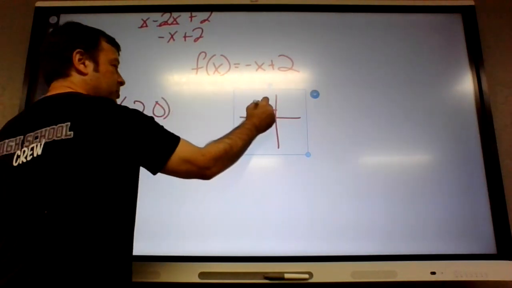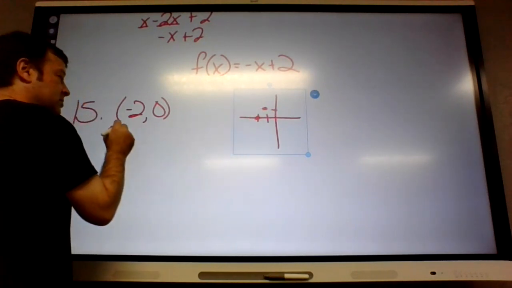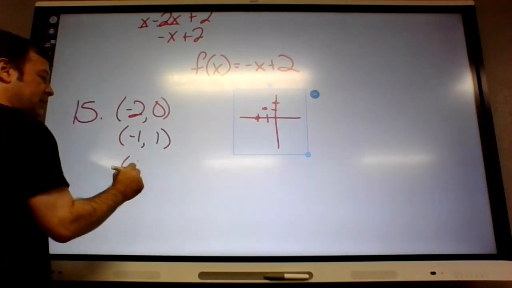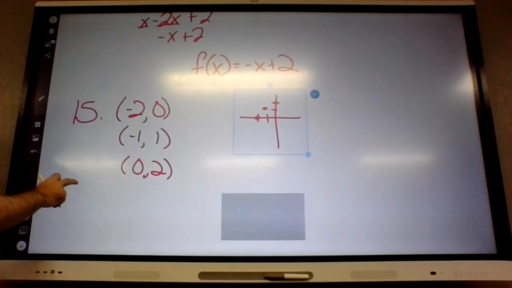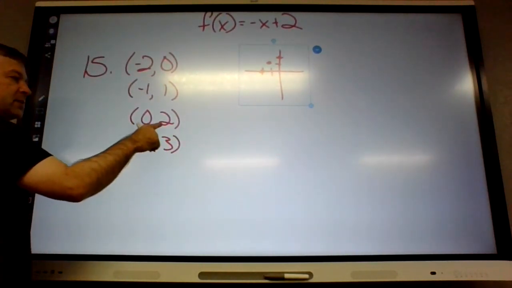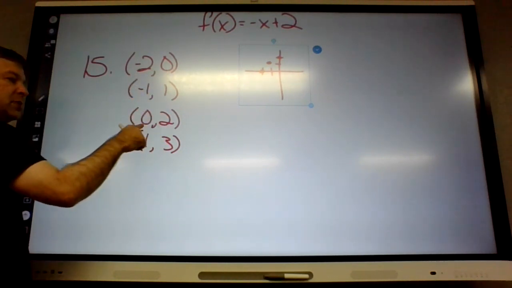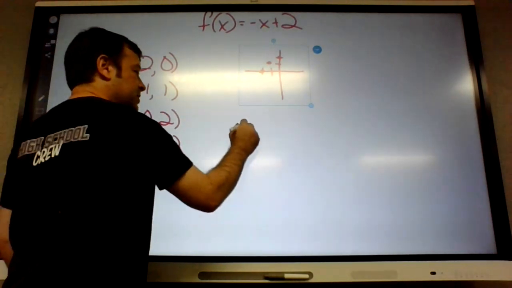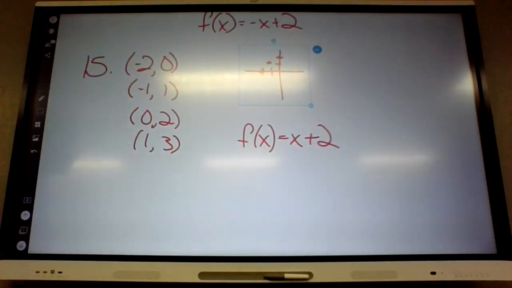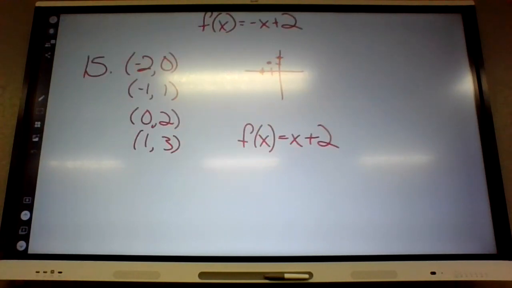And then what's this point right here? Negative 1, positive 1, 0, 2. That might be enough to figure out the pattern. Well, I'll do another one. It's 1, 3. You guys, what's the pattern here? They're all going up from the x to the y by 2. Plus 2, plus 2. So the function is just x plus 2.